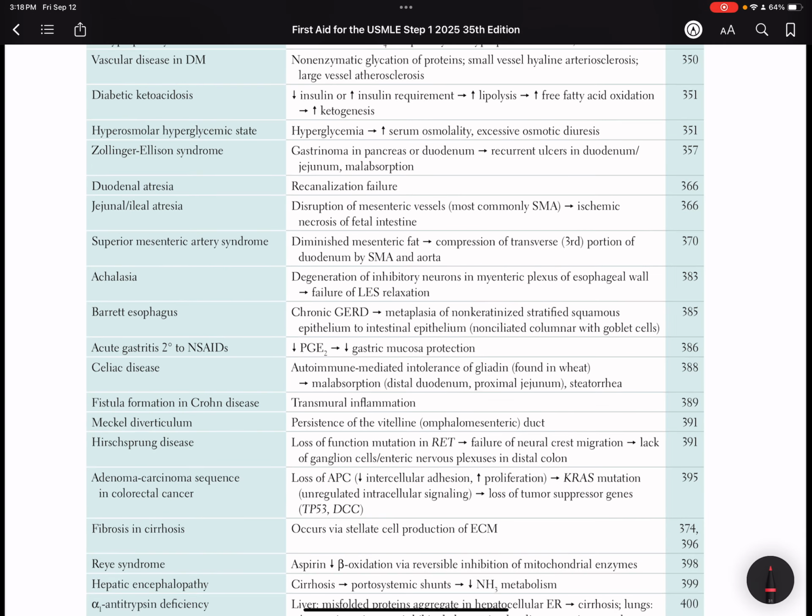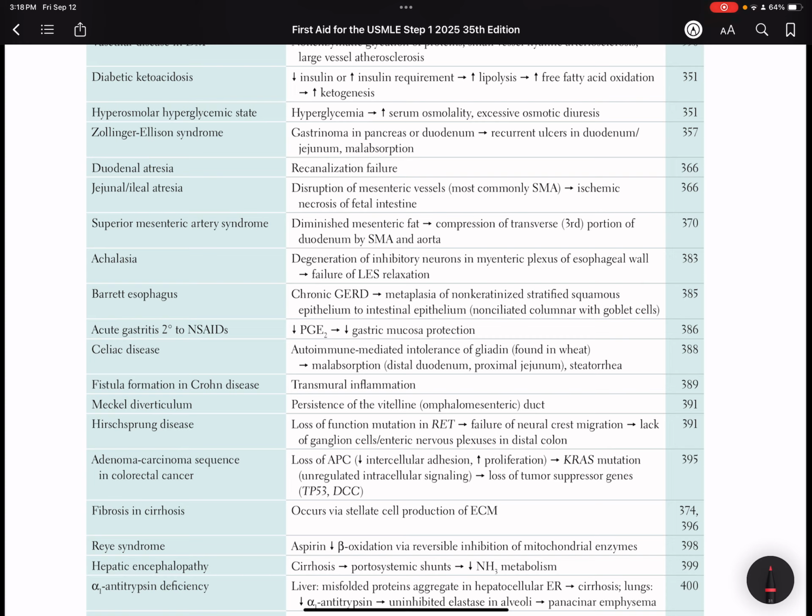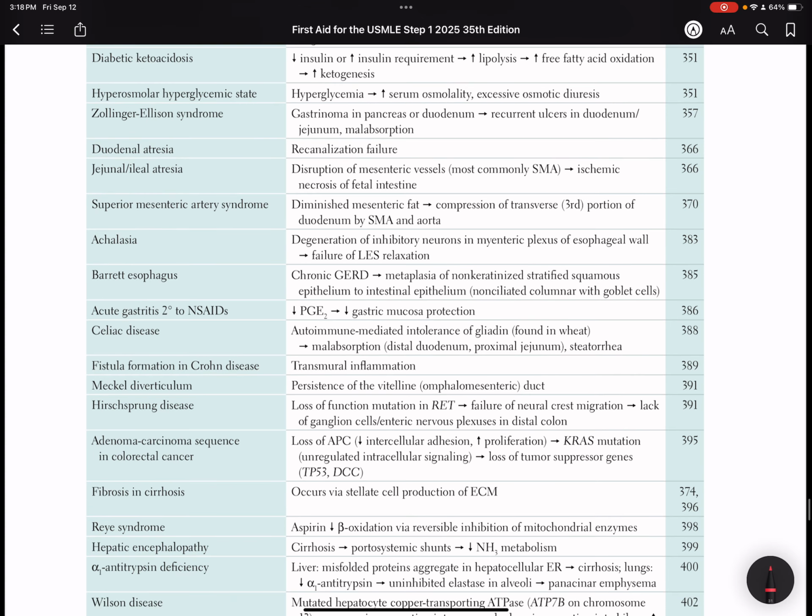Next condition is diabetic ketoacidosis. This is because of decreased insulin or increased insulin requirement. This leads to increased lipolysis, which leads to increased free fatty acid oxidation. This leads to increase in ketogenesis.